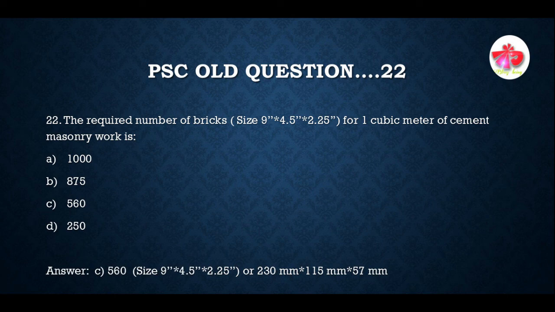So 9 by 4.5 by 2.25 inches can also be written as 230 mm by 115 mm by 57 mm, that is the Nepal standard of bricks. And friends, the Nepal standard says that per cubic meter of hand-made masonry bricks is 560 numbers, and if it is machine made we will take 530. Okay, this thing should be remembered.